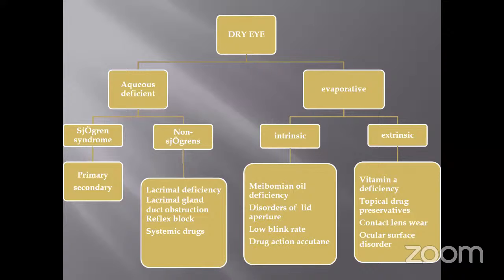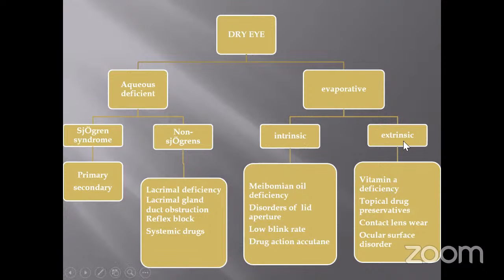So that is secondary. Now, what are the causes for non-Sjogren's type of aqueous deficiency? It may be due to lacrimal gland deficiency, lacrimal gland duct obstruction, a reflex block, or systemic drugs. We'll be coming to the details later. And evaporative, as I've already told you, is mainly due to the lipid layer. So mainly the meibomian gland is responsible for the production of that layer.